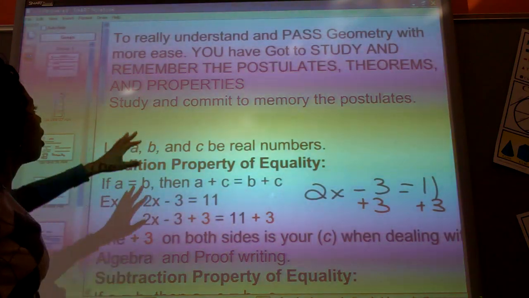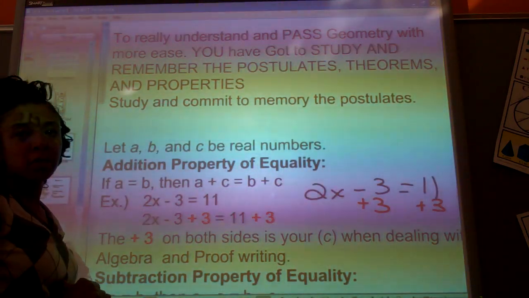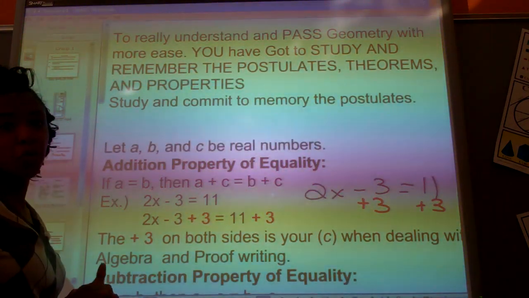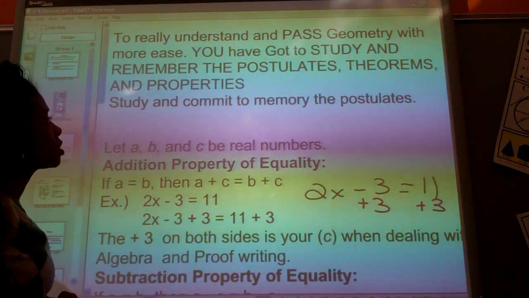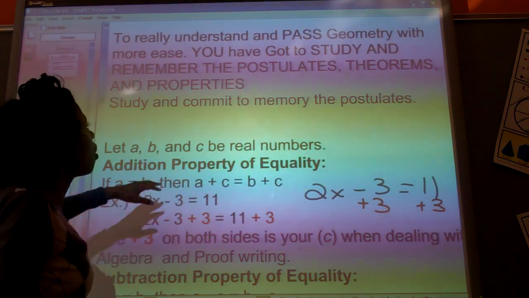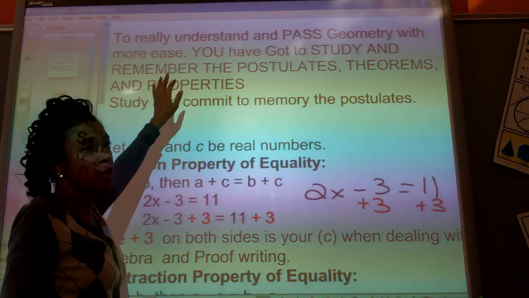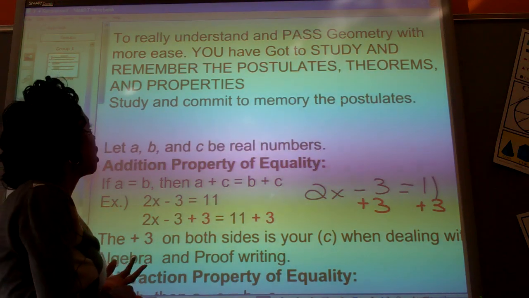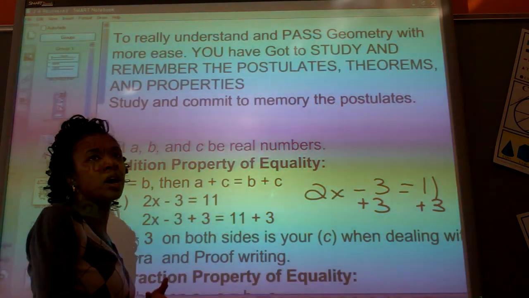To begin, we're really now getting into proof writing. That's what Chapter 2-4 deals with. Understanding how to write proofs means you must go home, stay at home, be in your book, study postulates and theorems and properties. You have got to remember them.